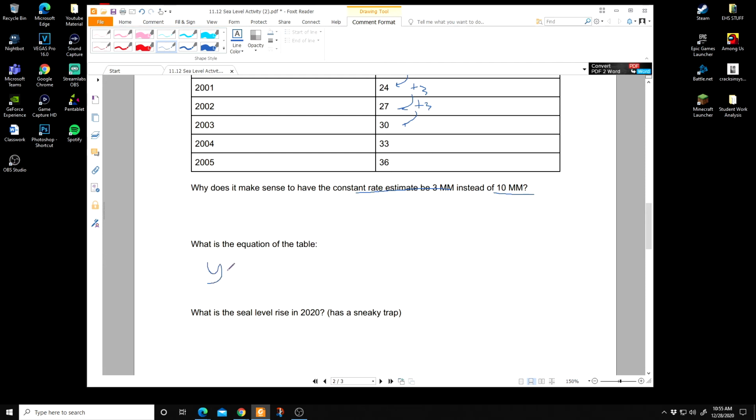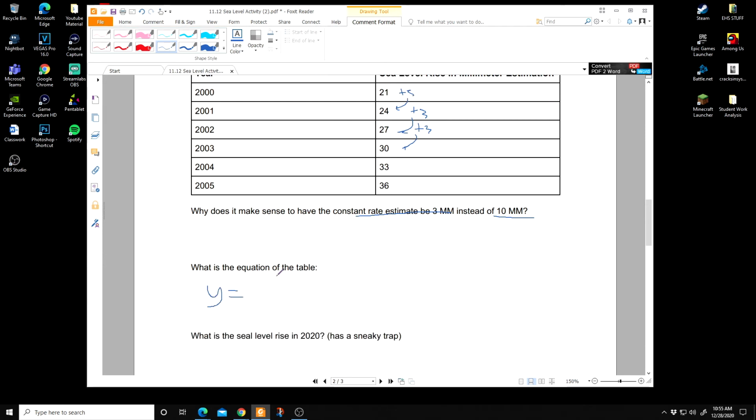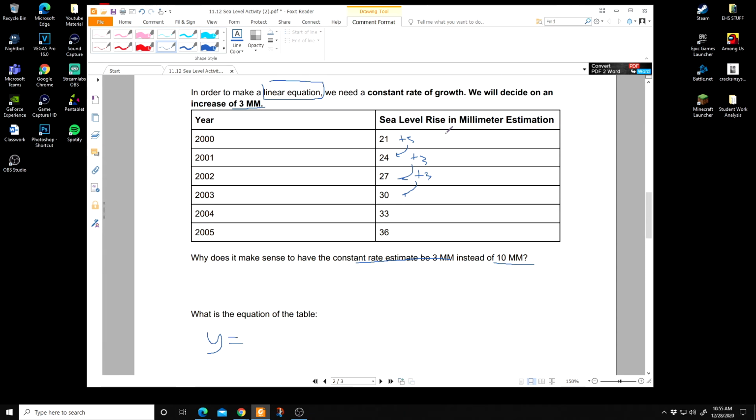Well, y is equal to, well, what is our starting value? Now, when I do starting values and I make an equation, remember, your equations will always come from the y values. That's just something that is true in every single scenario. This is our years. Obviously the years stay the same: 2000, 2001, 2002, 2003. What we care about is the sea level rise. So what is my starting value? In this case, my starting value has to be 21, because that is when we started in the year 2000.